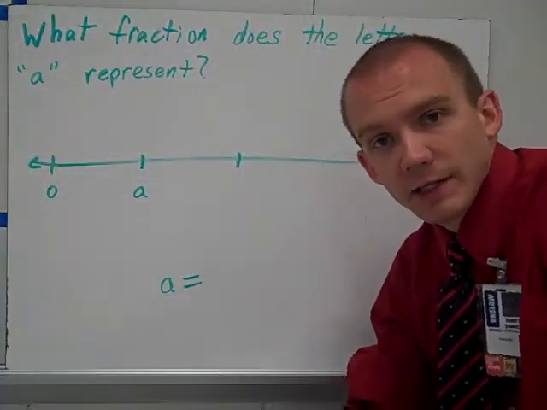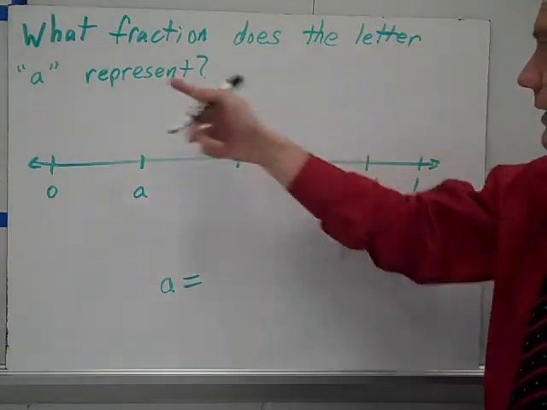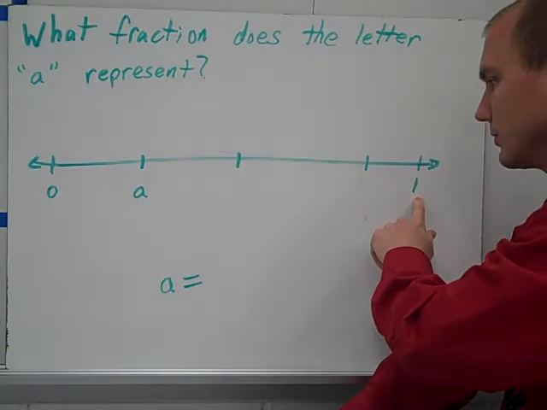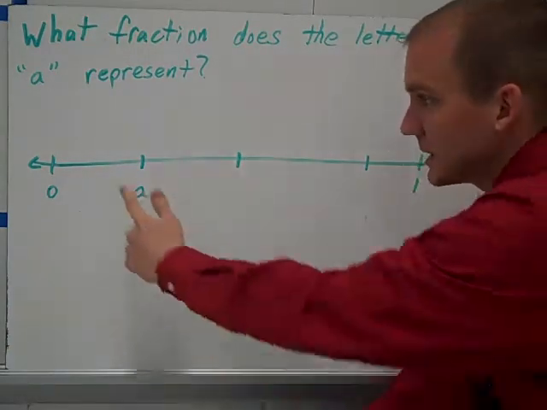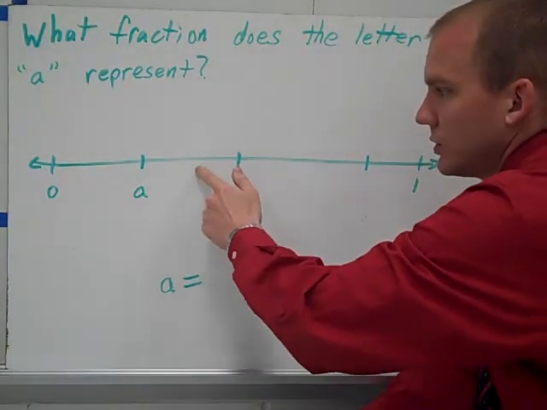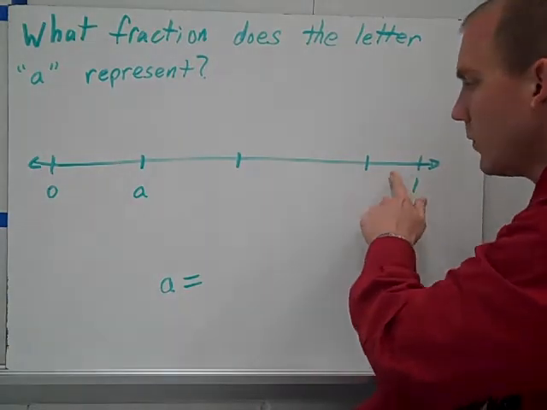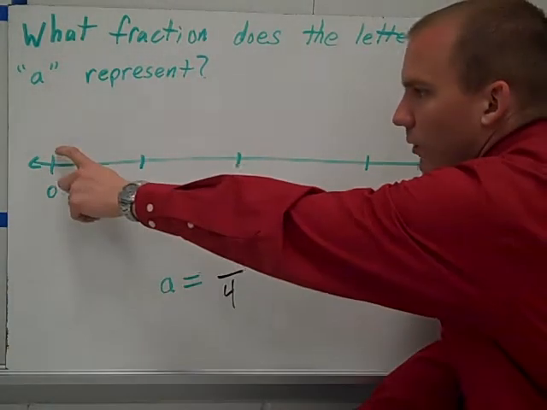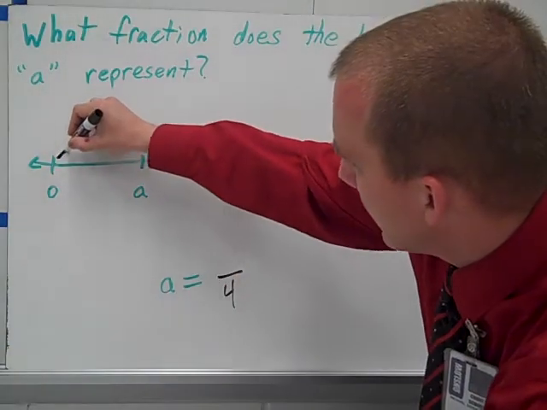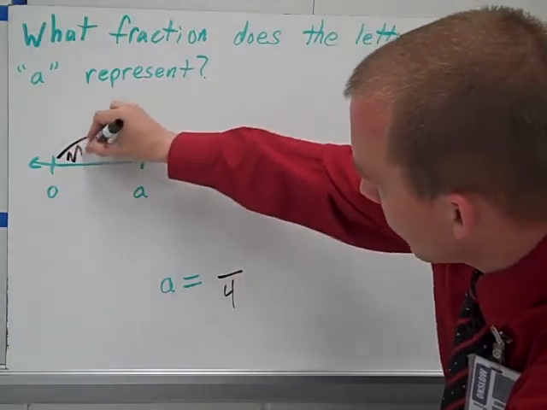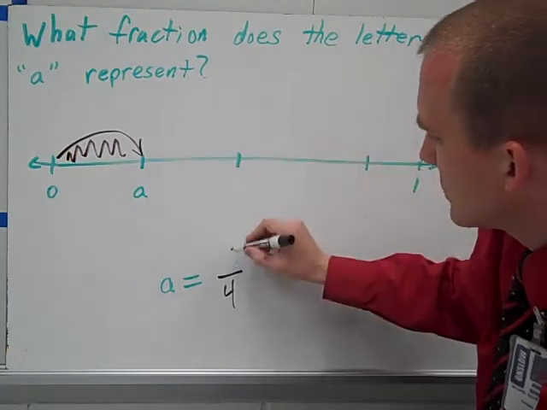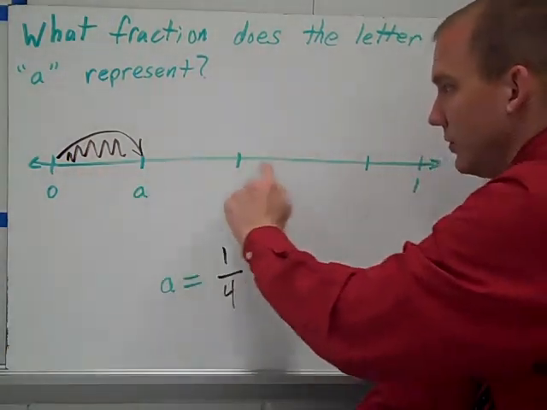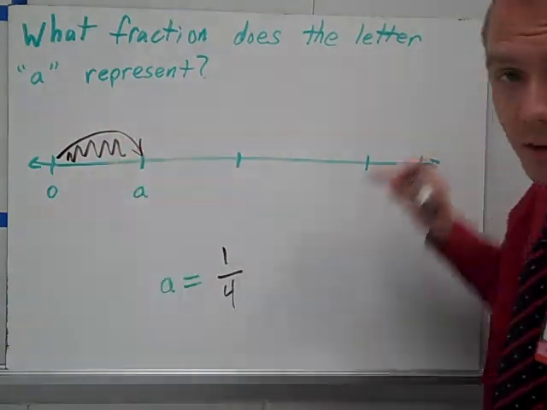Let's look at a number line example. What fraction does the letter A represent? So we have A, here's 0, here's 1. Let's count the spaces. We have 1, 2, 3, 4. So I know my denominator is 4. Now, how far in is A? Well, A is 1 space in. So it would be 1/4. 1, 2, 3, 4, and A is 1 space in.